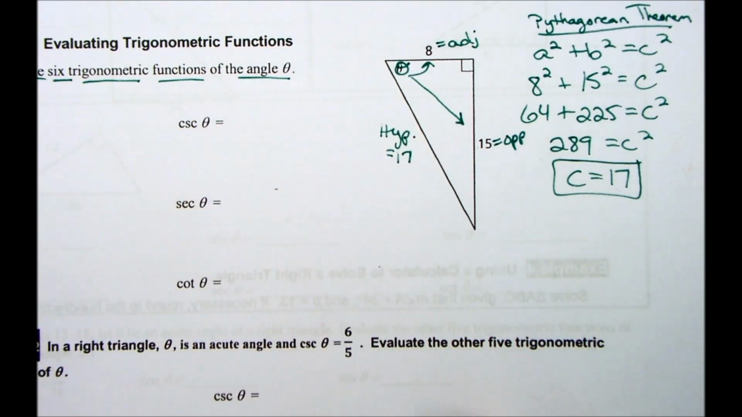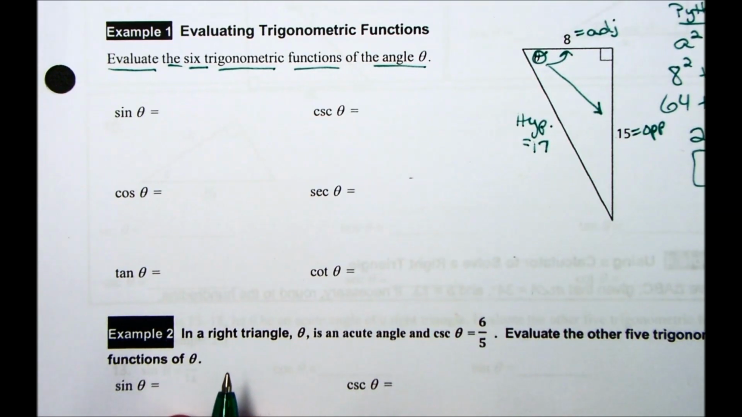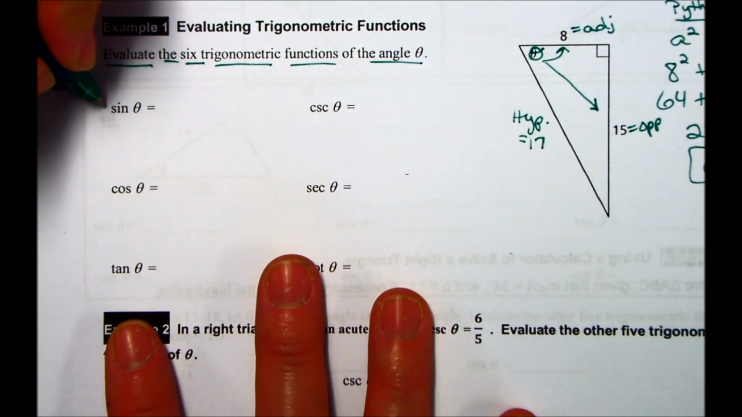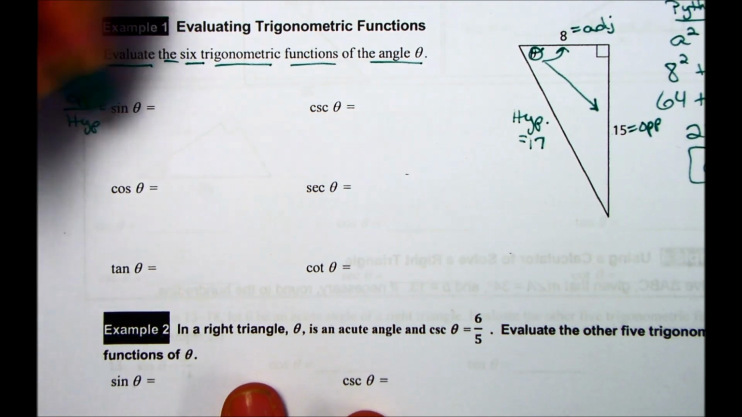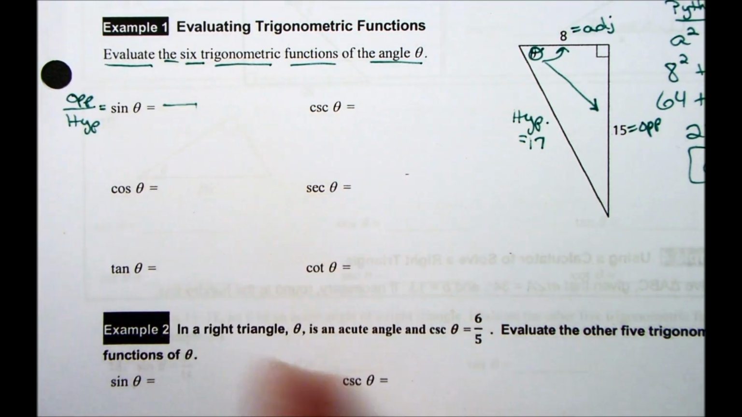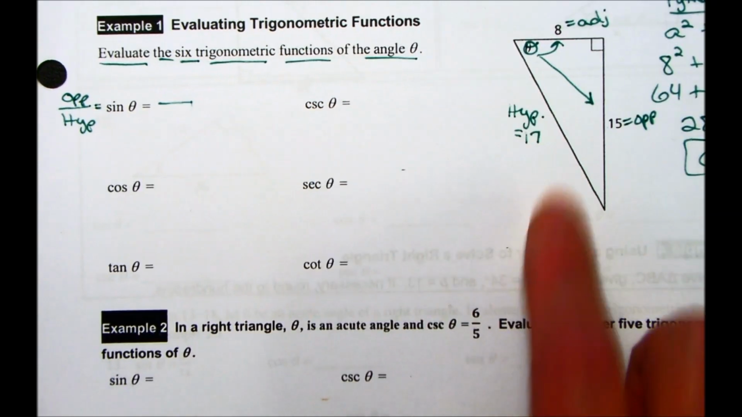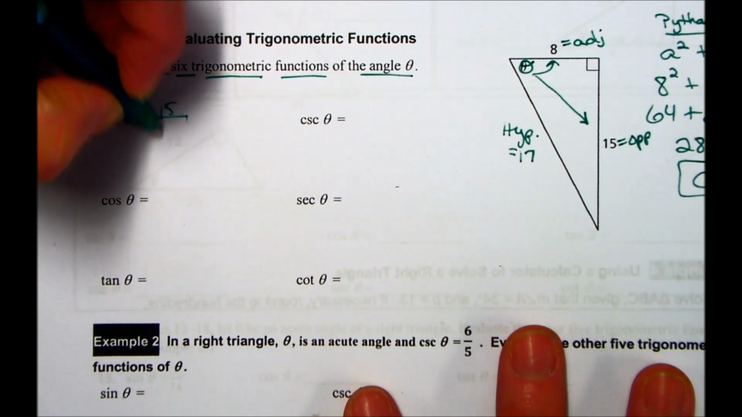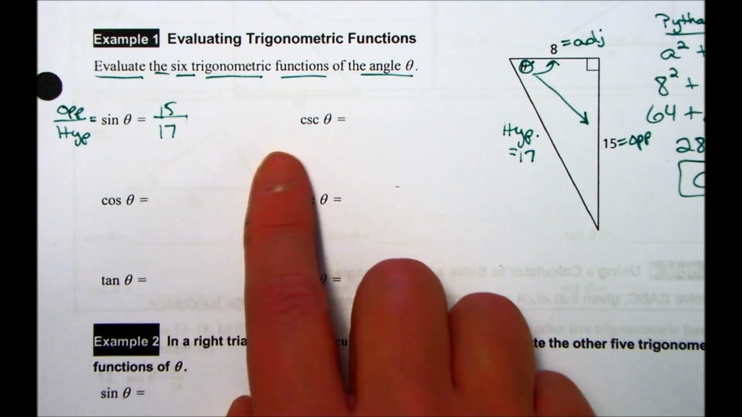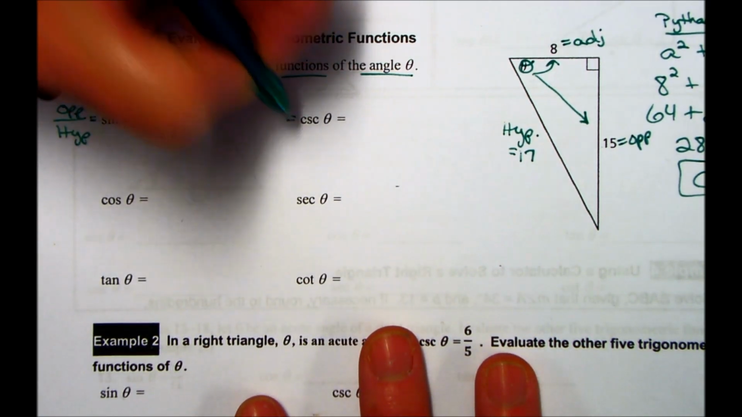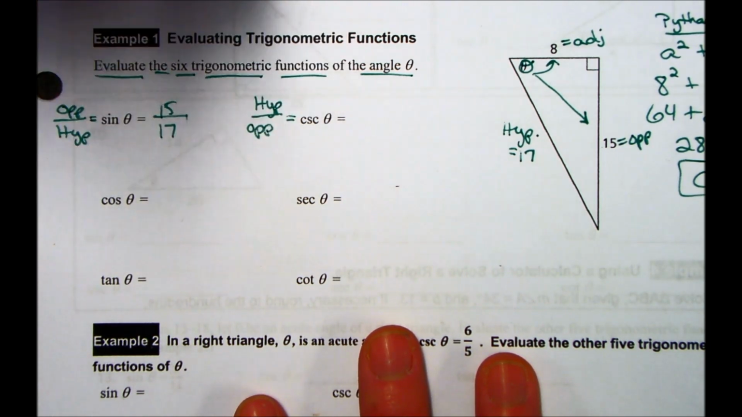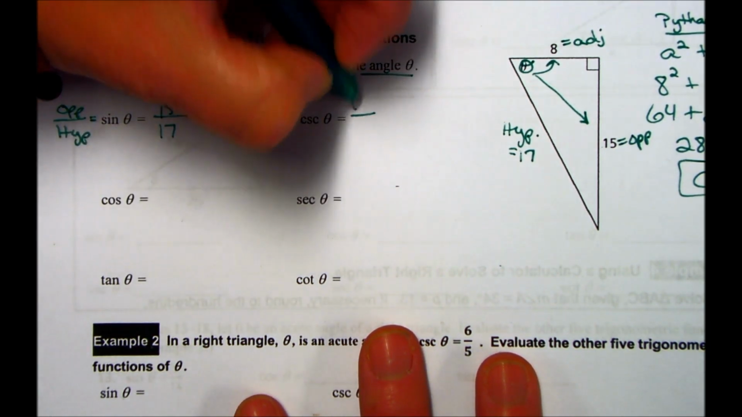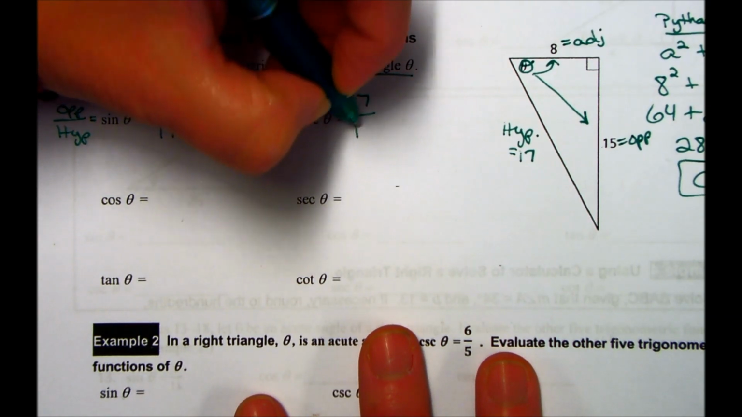Now that we have all 3 sides of our triangle, we can plug them into our ratios. Again, sine, if you forgot, is opposite over hypotenuse. My opposite is 15, my hypotenuse is 17, so 15 over 17. Cosecant is just the inverse or reciprocal of that, so it's going to be the hypotenuse on the top and the opposite on the bottom. If I just flip this fraction, I would have 17 over 15.